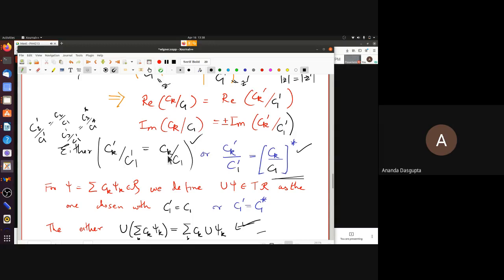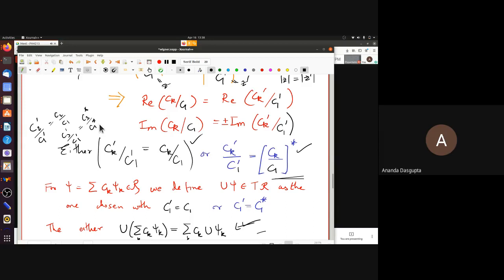The proof says for all K, either this or that. But what happens if I had this possibility, that C2 prime by C1 prime is C2 by C1, at the same time C3 prime by C1 prime is C3 star by C1 star? Whatever we have proven so far does not preclude that. And if that is the case, then your operator is neither linear nor antilinear.